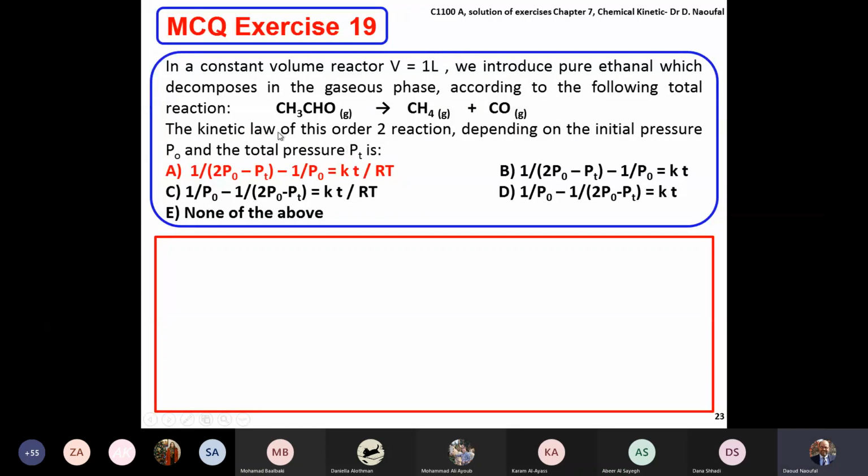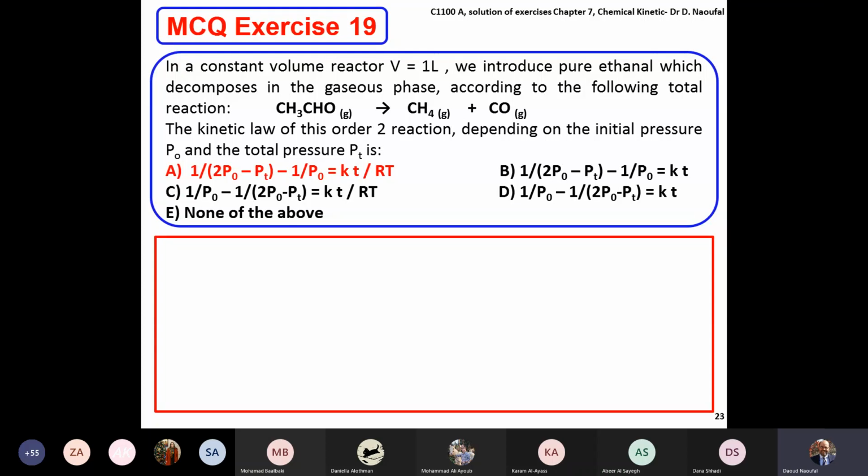The kinetic law of this order 2 reaction. So we want to study what is the integrated rate law as a function of the pressure and not as a function of the concentration. First, for a reaction of second order, 1 over A_t equals 1 over A_0 plus kt.